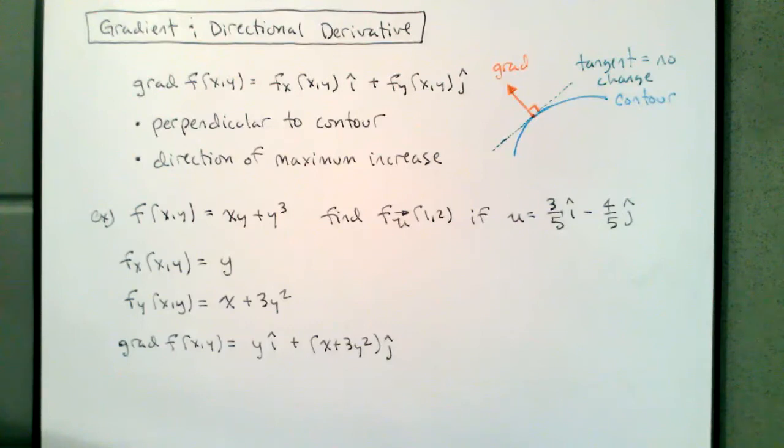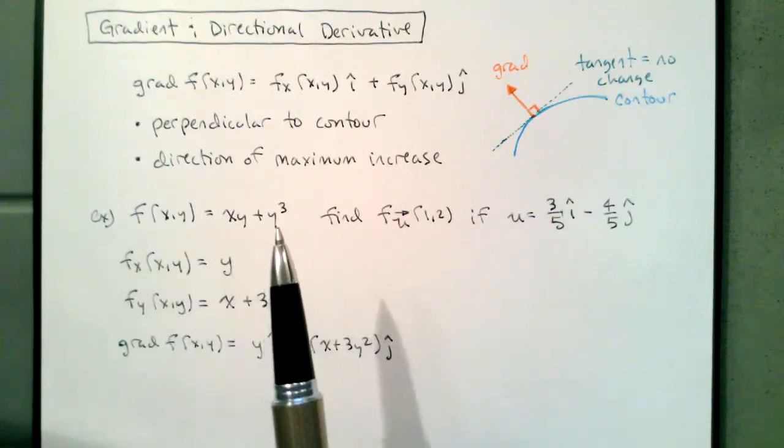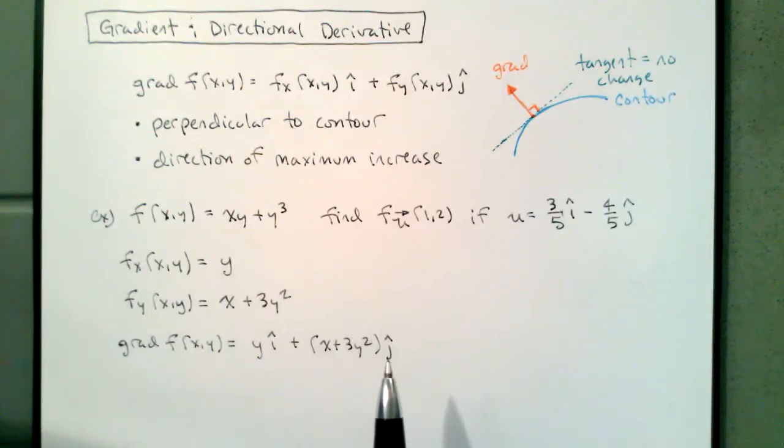So at any contour, if we pick a point on this surface, this gradient will be perpendicular to the contour, and it will indicate the direction of maximum increase.